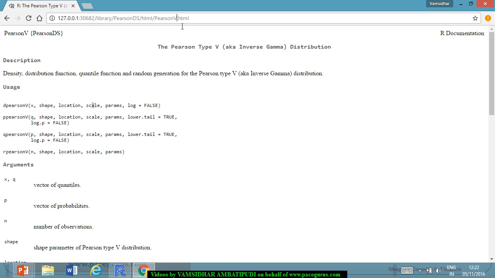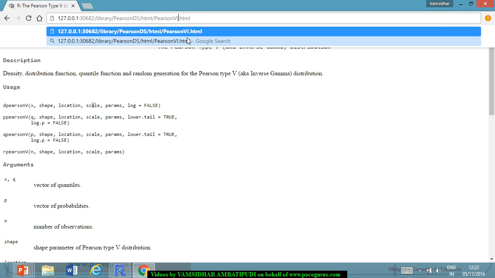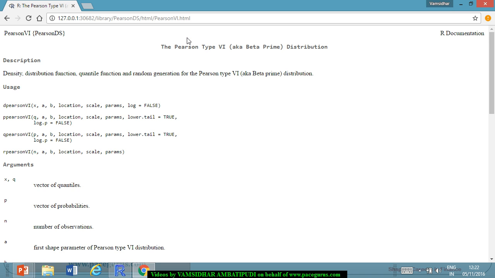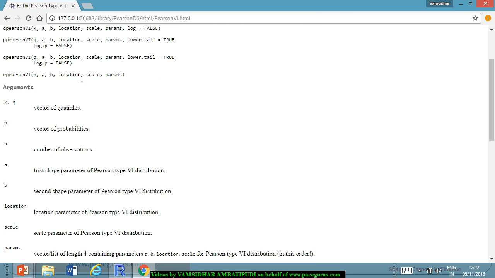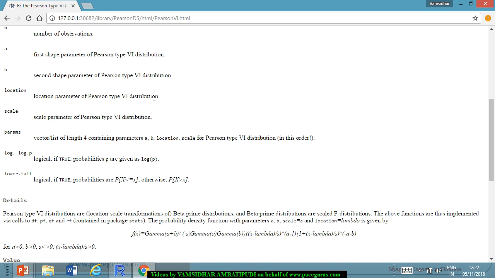I'll tell you at a later point how I really decide which distribution works for my specific data. Pearson 6 is a beta prime distribution, which requires two different shape parameters A and B, just like a beta distribution, but this is a more generalized beta kind of distribution. So two shape parameters A and B are required, and one location and one scale parameter are required.